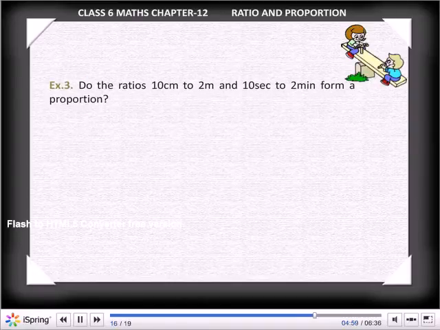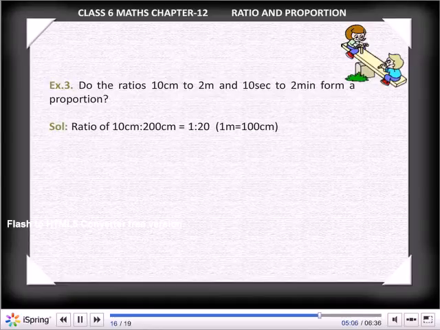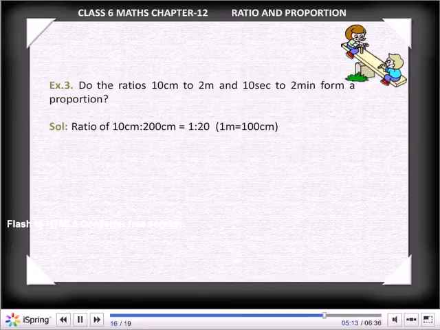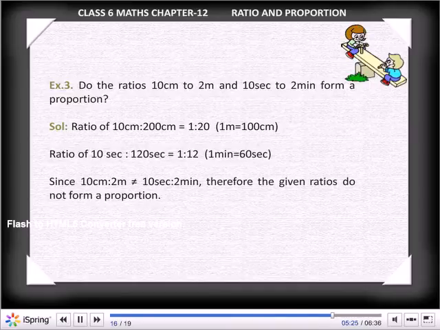Do the ratios 10 centimeter to 2 meter and 10 second to 2 minute form a proportion? Solution. Ratio of 10 centimeter is to 200 centimeters is equal to 1 is to 20. 1 meter is equal to 100 centimeters. Ratio of 10 seconds is to 120 seconds is equal to 1 is to 12. 1 minute is equal to 60 seconds. Since 10 centimeter is to 2 meter is not equal to 10 second is to 2 minutes, therefore the given ratios do not form a proportion.